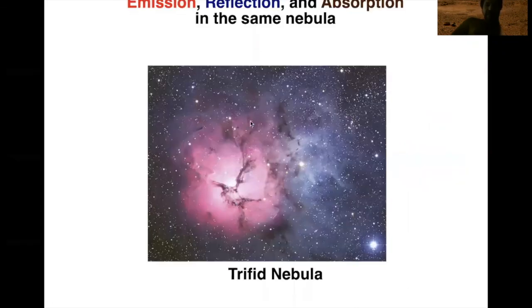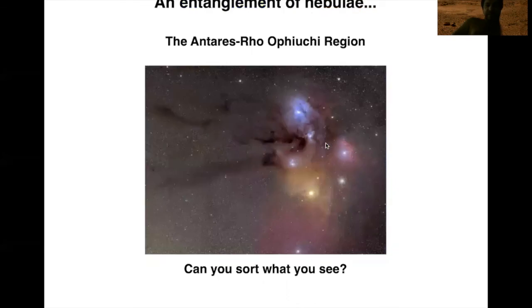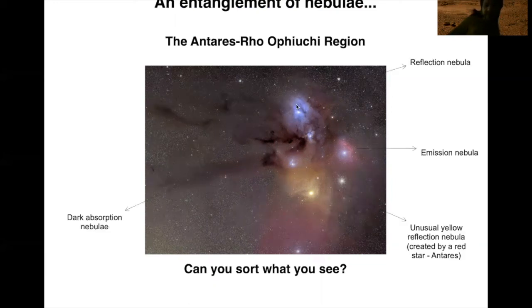So the Trifid Nebula, for example, has emission, absorption dark lanes, and reflection in the same nebula. And this nebula is in the larger Antares Rho Ophiuchi region. You have an extra example, which is this yellowish orangey, unusual reflection nebula from a giant red star. So I have here the reflection nebula, you have the dark absorption nebulae, you have an emission nebula in here in red, and this unusual yellow reflection nebula, which is actually created by the red star Antares.